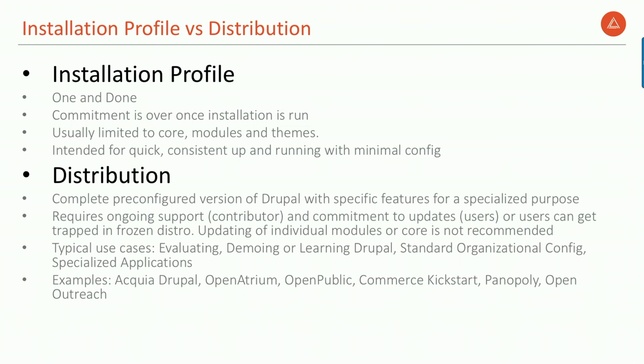Commerce Kickstart is a great example. So if you want to quickly look at Kickstart and see what its capabilities are, or demo it to a client, instead of you spending a week building a demo store, you can download this distribution, spin it up, and it comes with products and checkout and categories and all the whiz-bang cool stuff you need for a commerce site. Panoply and Open Outreach are some more examples.